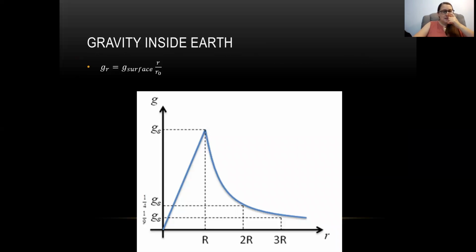Okay, so this is the graph of what this would look like, right? So here we are at the center of the Earth, and the farther out we move from the center, the more the gravity increases, right? Because we're increasing the mass inside our enclosed circle. Then once we hit the surface here at the radius of the Earth, we see it drop off according to that 1 over r squared law that we talked about yesterday.